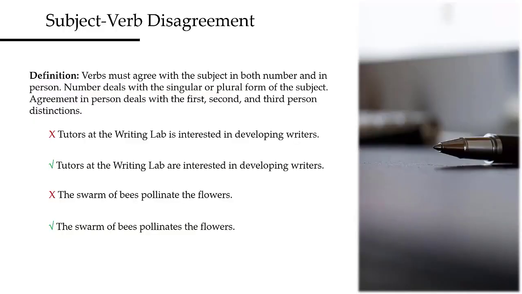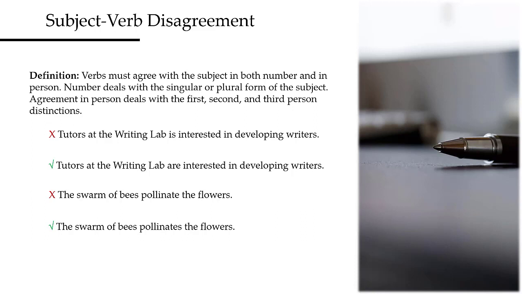Next, we'll be moving on to a few different kinds of errors within a sentence. So we talked about sentence fragments, run-on sentences. The next set of examples are how a sentence agrees with itself. Sometimes subjects and verbs disagree, and that's an error. Verbs must agree with the subject in both number and in person. Number deals with the singular or plural form of the subject. Agreement in person deals with the first, second, and third person distinctions.